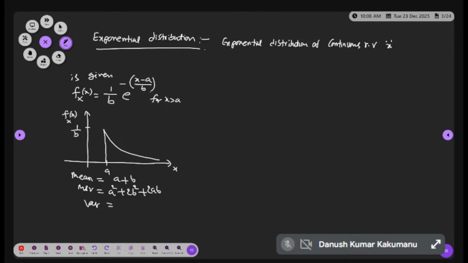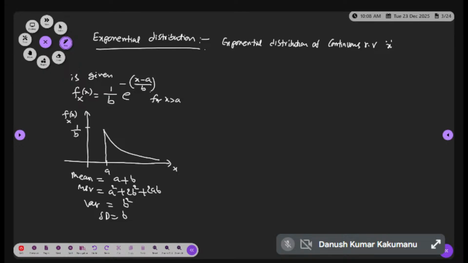No, substitute and tell me. Variance is equal to what? Mean squared value minus mean whole squared. What is the answer? B square. You will get b square here. Variance is b square. Then standard deviation, definitely it is b. Standard deviation is b.